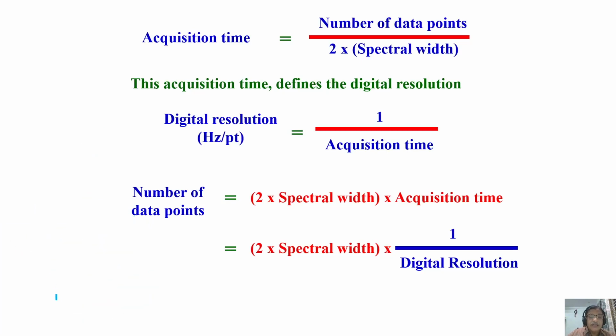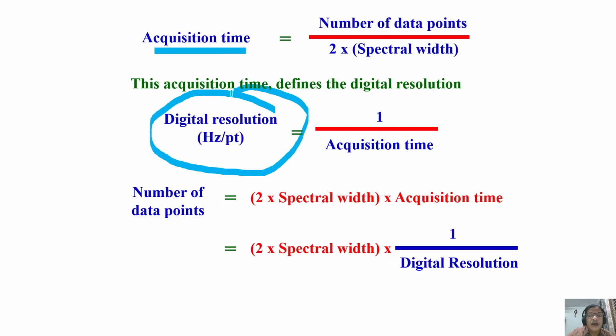So, the number of data points you acquire and the duration for which you are going to collect the signal defines your digital resolution. It is called hertz per point. And the time between two data points is called dwell time. That is very important. This defines the dwell time. The shorter the dwell time, the better is the resolution. Remember, the shorter the dwell time, the better is the resolution.